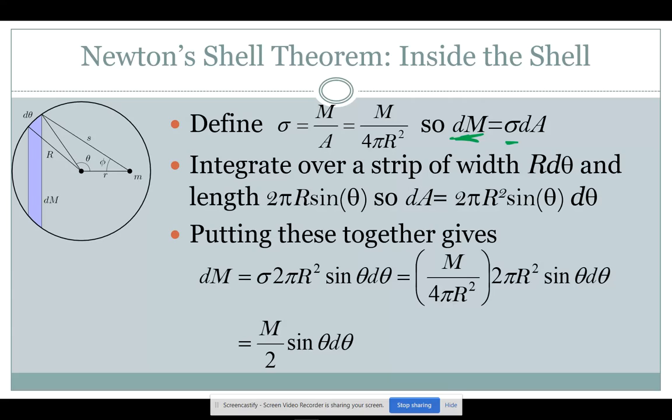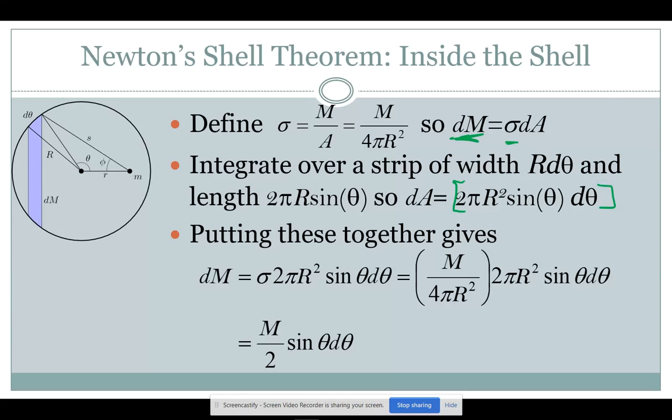And since I'm working on a shell of small thickness, I am simply going to say that sigma is the total mass of the shell divided by the total area of the shell. One thing you guys, I'm guessing, don't know, the area of the sphere is 4 pi r squared. And so that's why A is replaced with 4 pi r squared, because that is the equation for the surface area of the sphere. And so sigma is going to be mass over 4 pi r squared.